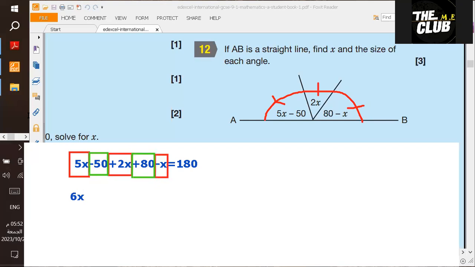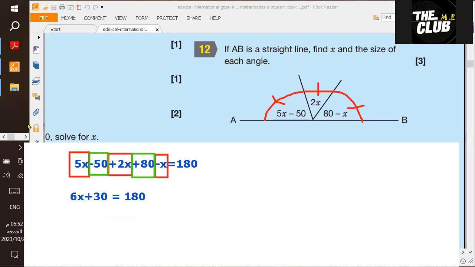So I'm going to do it here. So 6x plus 30, and then equal sign and then 180. So what did I do? I used the like terms and added them together. And these like terms, minus 50 plus 80 is going to be plus 30. And I added them together, okay? Now let's finish this. So 6x plus 30 equals 180.